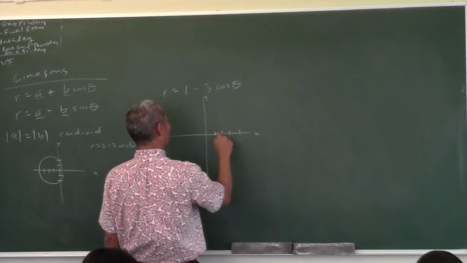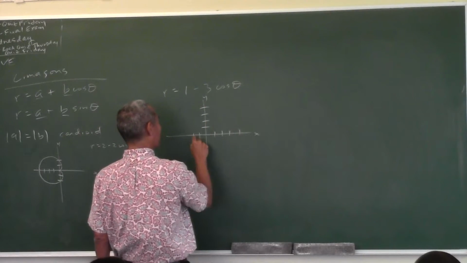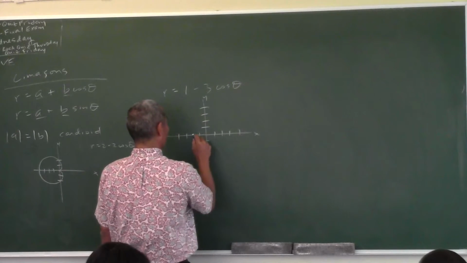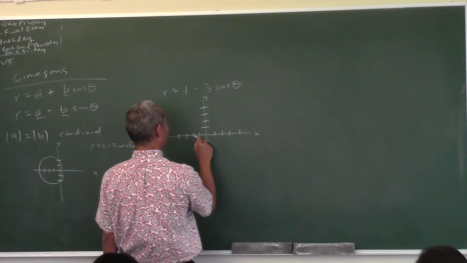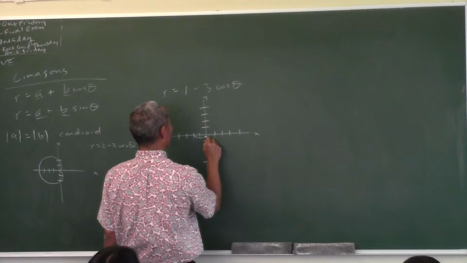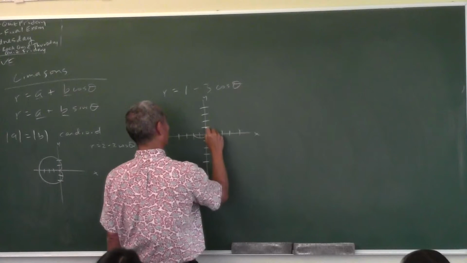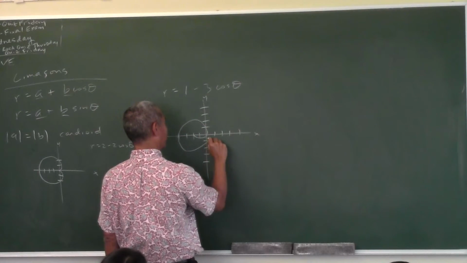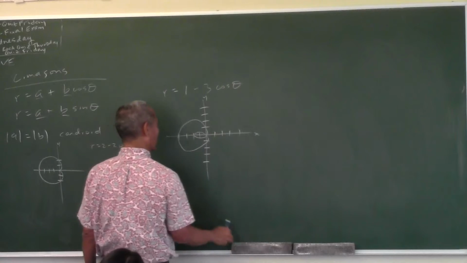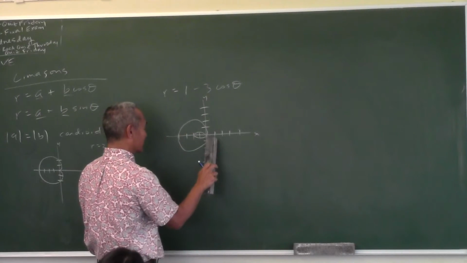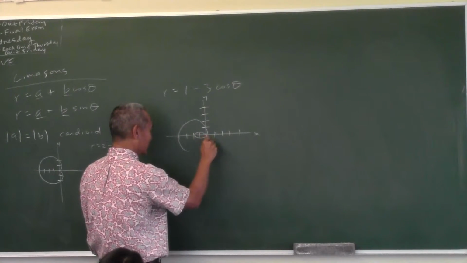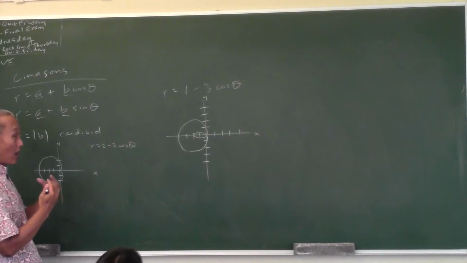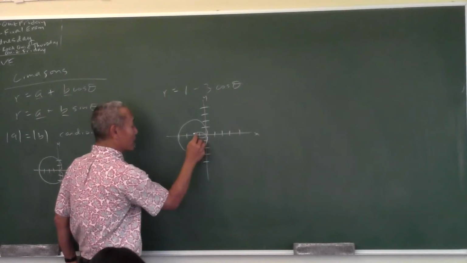1, 2, 3, 4. 1, 2, 3, 4. See, I don't need polar graph paper. I just do it like this, okay? So, here we go. Okay, that's ugly. There. That's better. Anyway, it's like a cardioid, but there's a loop in it.